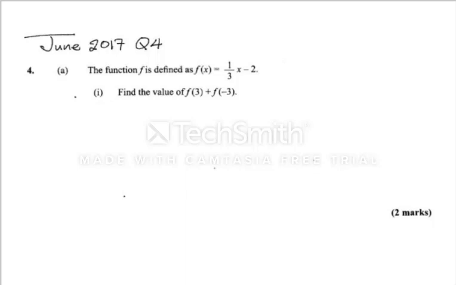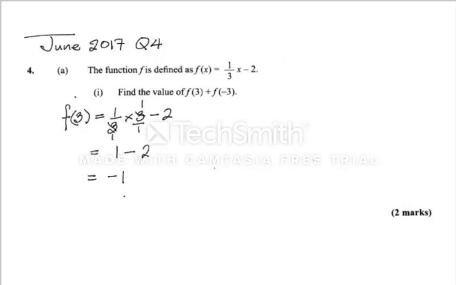All right, let's begin. So f of 3 would be equal to... when someone says to find f of 3, really what we do is that in f, wherever we see x, we're going to take out x and put 3. So it's 1/3 of x, which is 3, minus 2. So 3 cancels 3, leave 1, minus 2, and 1 minus 2 is minus 1.